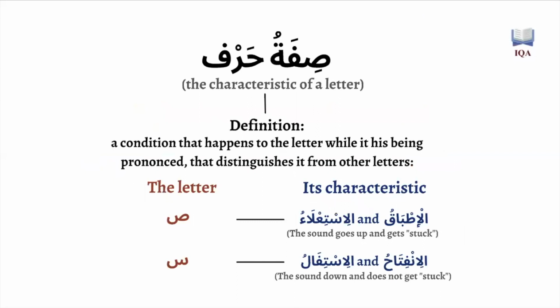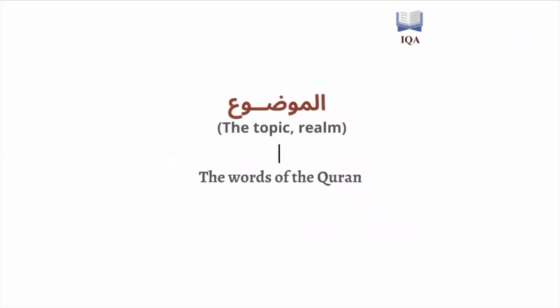Moving on, now that we understand the definition of tajweed, al-mawdu', what is the topic that tajweed deals with? Tajweed deals with the words of the Quran. So the Quran is made up of surahs, chapters. Those chapters are made up of ayat, verses. Those verses are made up of words. And obviously those words are made up of letters. So that is the topic that Tajweed deals with.